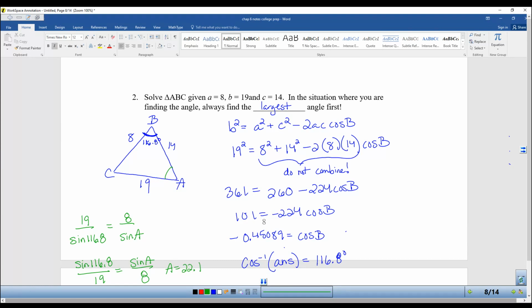22.1. Once you have two of the three angles, you could use law of sines again, or you could just subtract from 180. And angle C is going to come out to be 41.1 degrees.